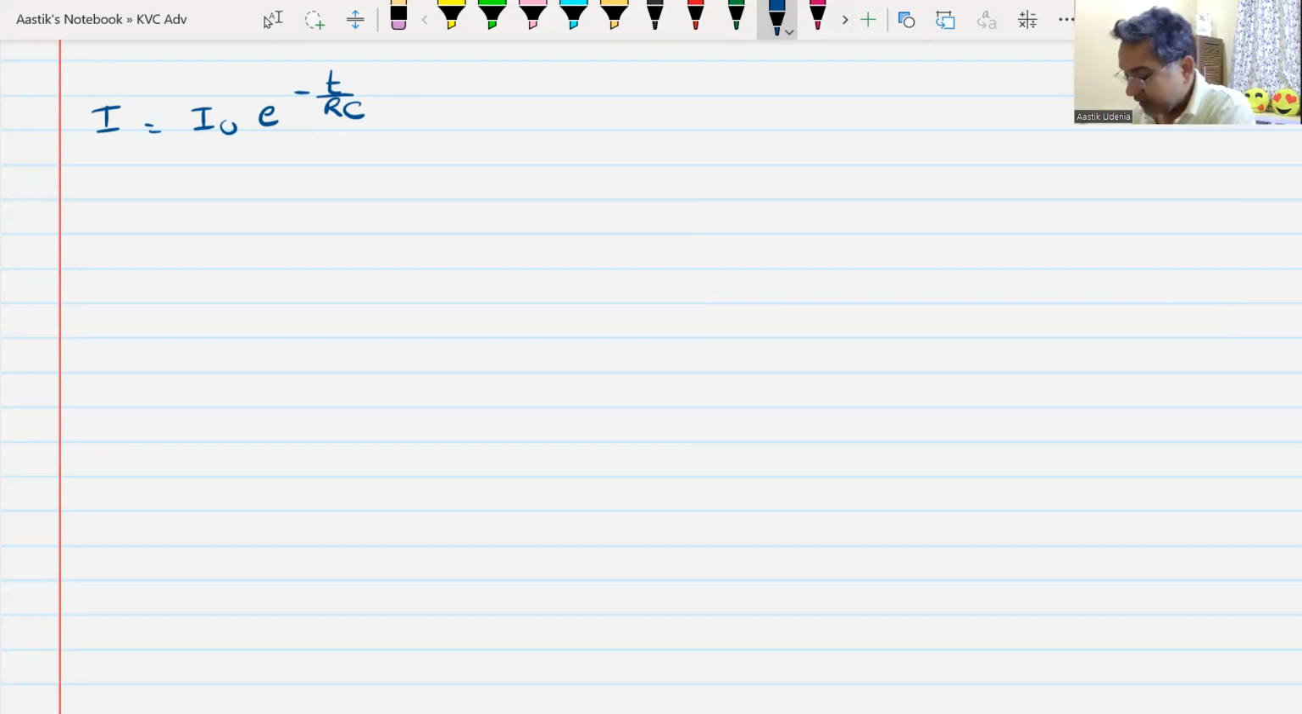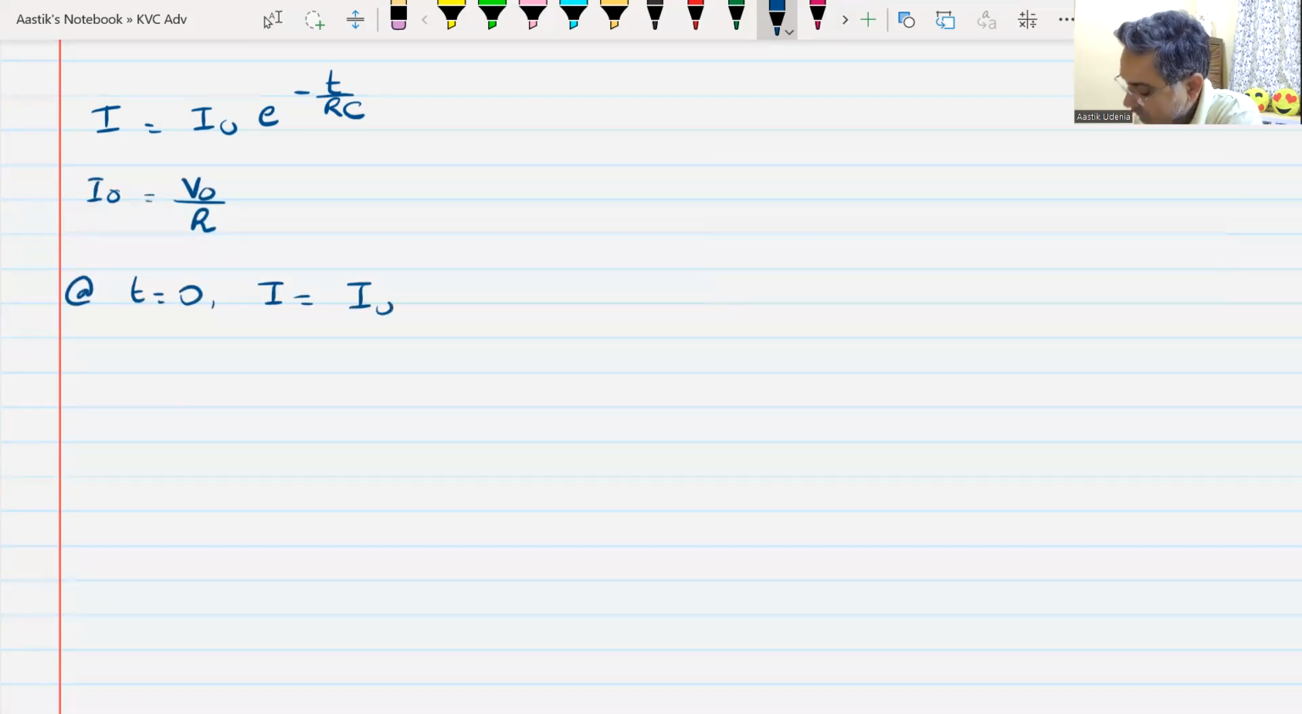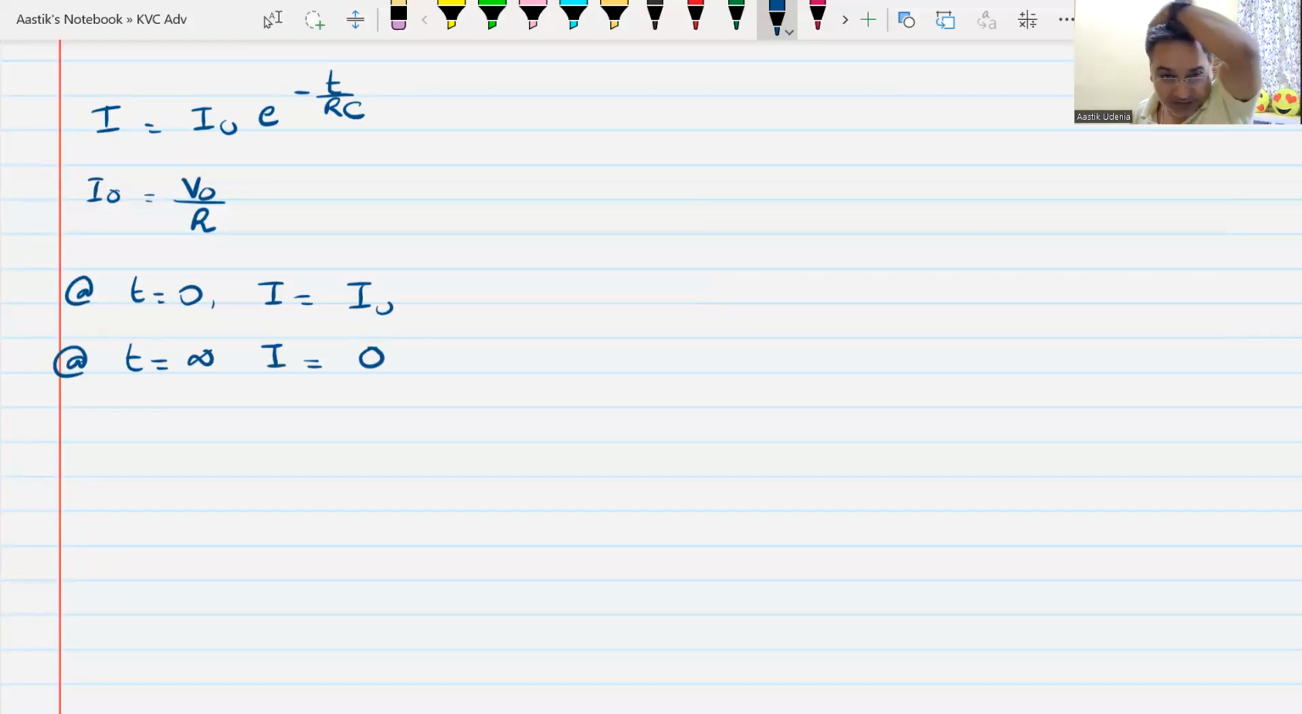Yes, sir. Where this I naught is the maximum current, which is nothing but equal to the battery voltage divided by R. Now at time t is equal to 0, the current is maximum, yes or no? Yes. And at time t is equal to infinity, after a long time, this current becomes equal to 0. Now I can understand this in a different way, in terms of what the capacitor is doing to this circuit.